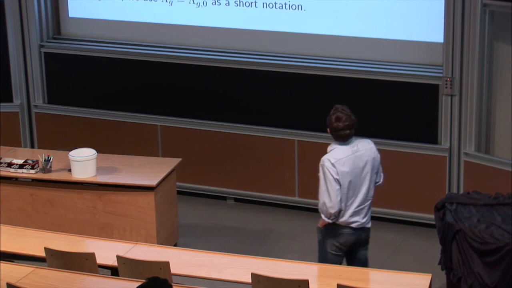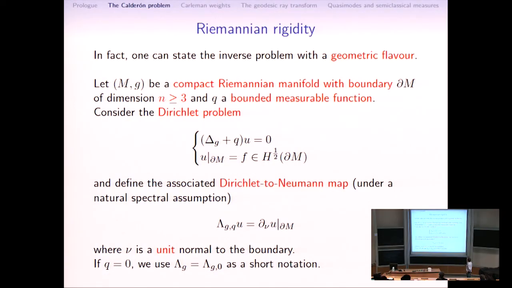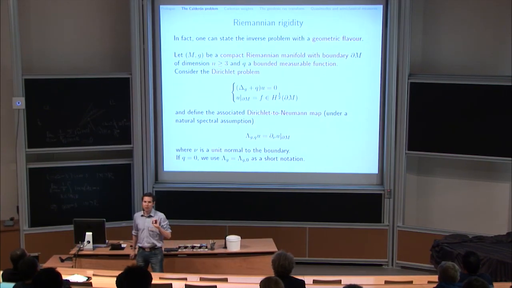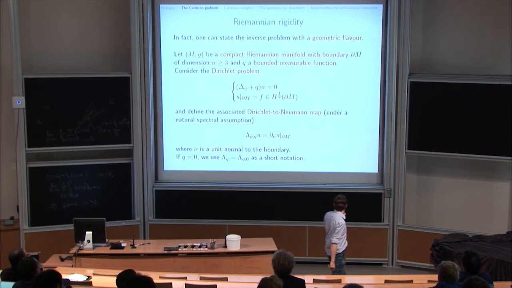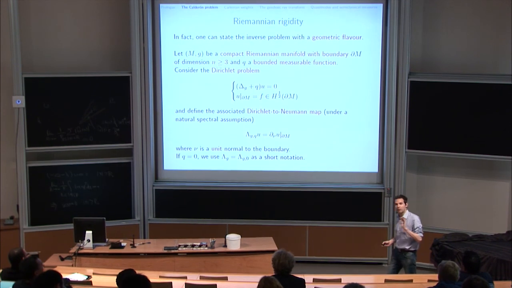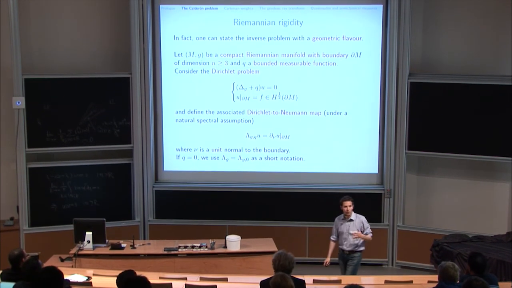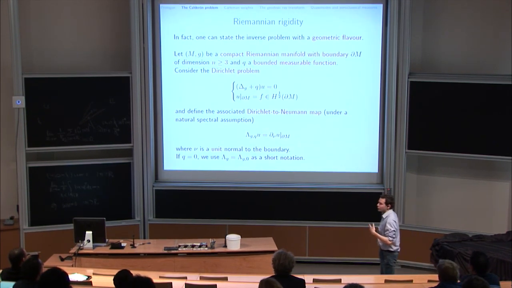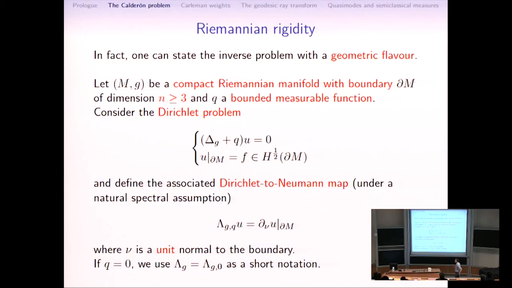Q is going to be a bounded measurable function. I'm looking at the Dirichlet problem with the Schrödinger equation. The measurement is modeled by the Dirichlet-to-Neumann map, which sends the Dirichlet data on the boundary to the normal derivative of the function at the boundary, where nu is the exterior unit normal to the boundary. In the talk, the inverse problem will be to find Q from the Dirichlet-to-Neumann map Lambda_{g,Q}, and g will be fixed, with a lot of assumptions on the metric g. The general problem, of course, is to try to recover the metric from the Dirichlet-to-Neumann map.